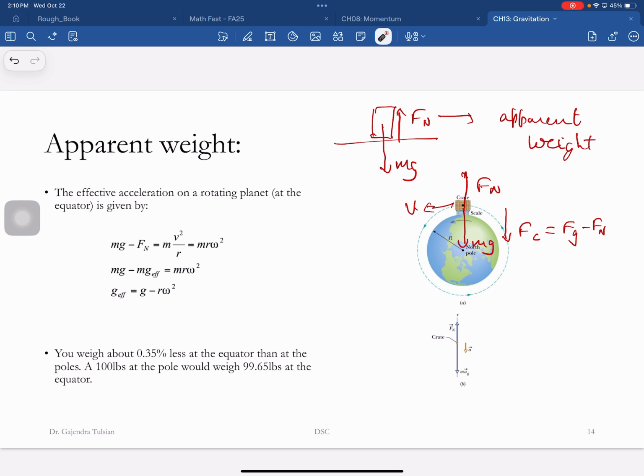Do you guys know how long it takes for the space station to go around the Earth? It's 90 minutes. You're weightless in the space station. So if you make the Earth spin, instead of once in 24 hours, once in 90 minutes, this will be 0. Your apparent weight at the equator would be 0.